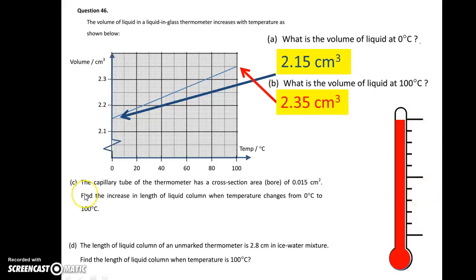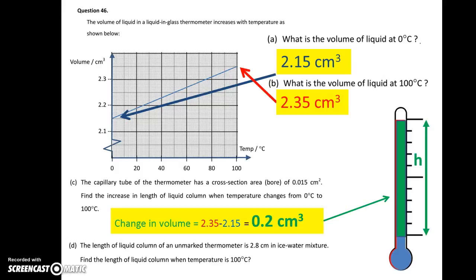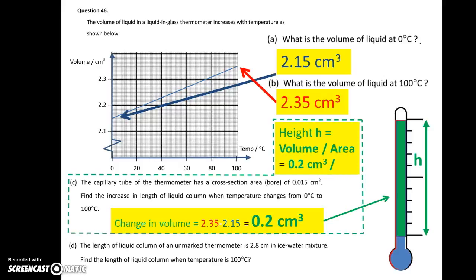In part C, you are asked to find the length h in the diagram, the increase in length when the temperature increases from 0 degrees Celsius to 100 degrees Celsius. That is, you have to find the volume, and after that, you may find the h. How to find that volume? Easy. How to find h? To find h, you have to divide volume by area. What area? This is the cross-section area of the capillary tube. So you may find the height h easily.